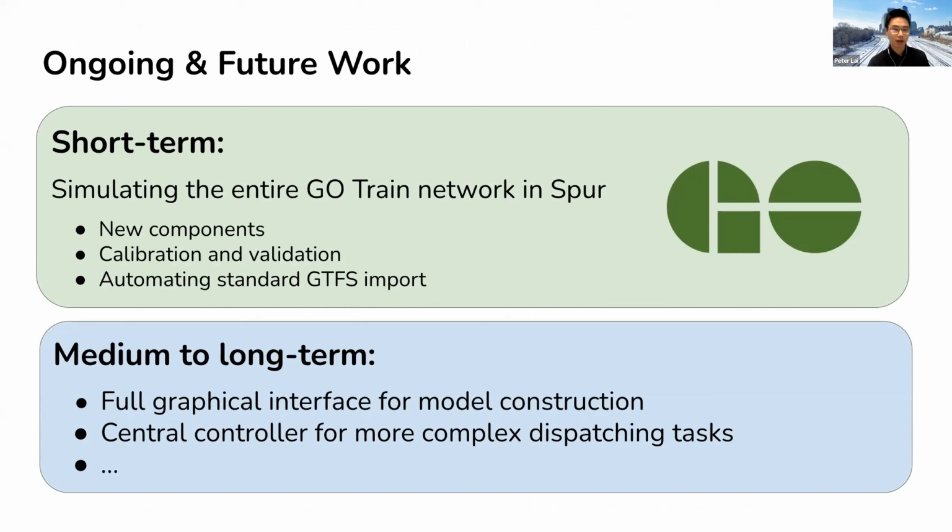So lastly, I'm going to give a brief overview of the ongoing and future work for Spur. So in the short term, we're looking to simulate the entire Go train network in Spur. So that will involve building a bunch of new components. So that includes station components of varying complexity, from the single platform ones to larger hubs like Union Station, the ladder structures, east and west of Union Station and all of that.